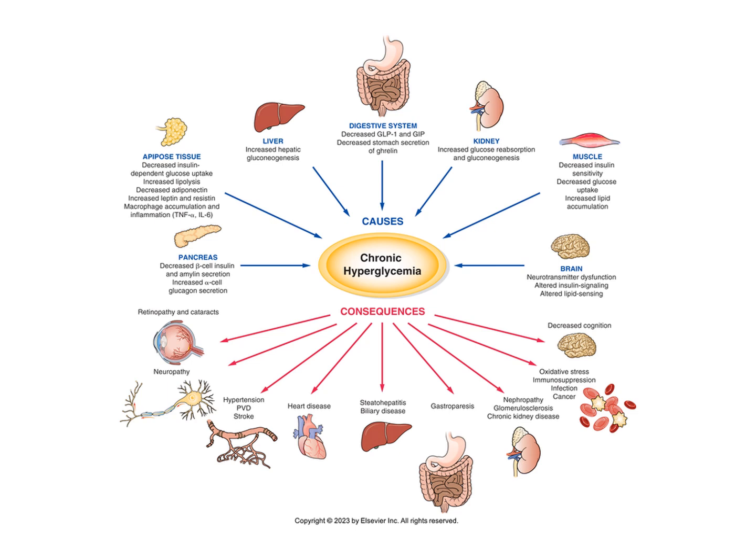In the brain, altered neurotransmitter signaling and oxidative stress impair cognition. The digestive system and gastrointestinal hormones like GLP-1 are also disrupted.